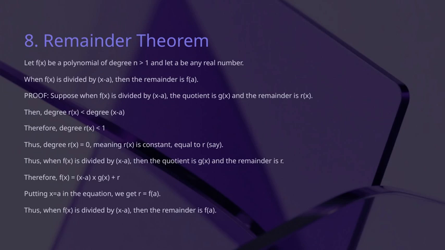Let's call it r. From the division, we can write the original polynomial as f(x) equals (x minus a) times g(x) plus r. If we substitute x equals a into this equation, the term x minus a becomes 0, leaving us with f(a) equals r. So, the remainder when dividing by x minus a is exactly f(a).